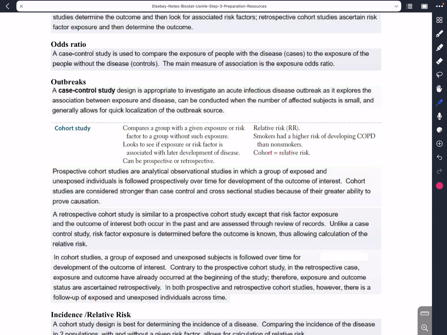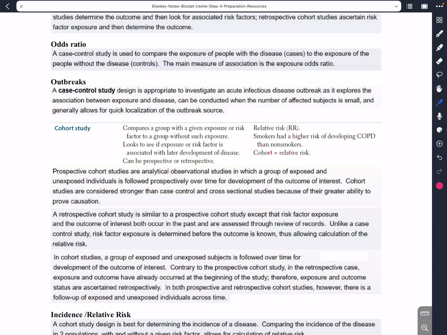Right. So, okay, moving on, cohort study. Cohort study compares a group with a given exposure or risk factor to a group without such exposure and looks to see if exposure or risk factors is associated with later development of disease. It can be prospective or retrospective. And then cohort study always measures relative risk. So relative risk is seen in cohort study.